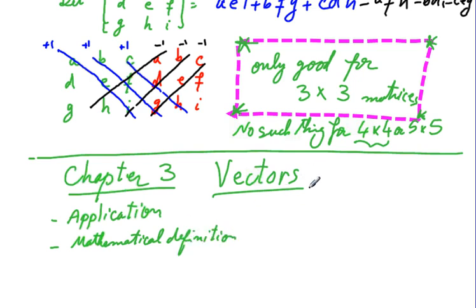What are things in nature that you study in other courses which are referred to as vectors? What kind of things are vectors? Velocity.